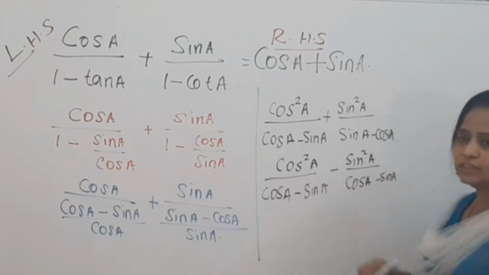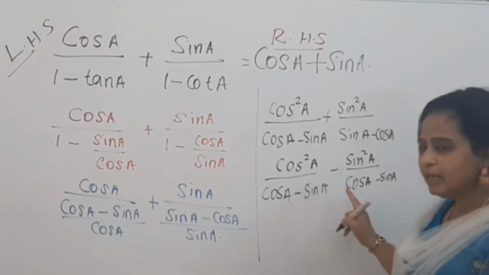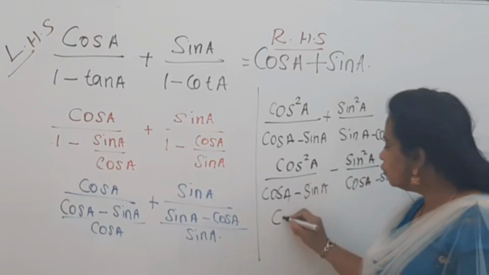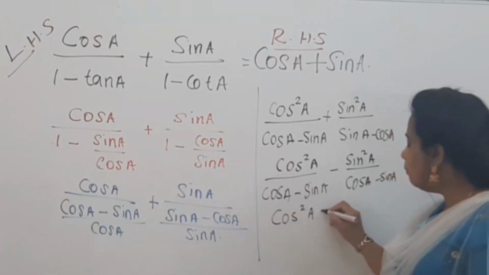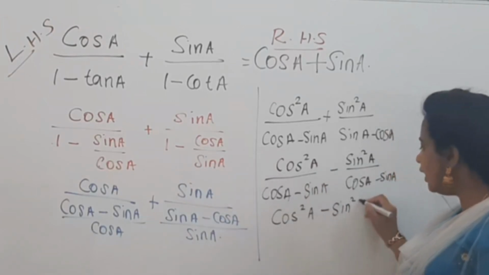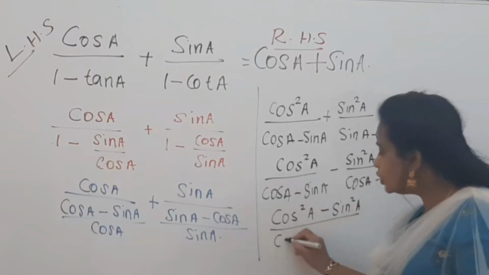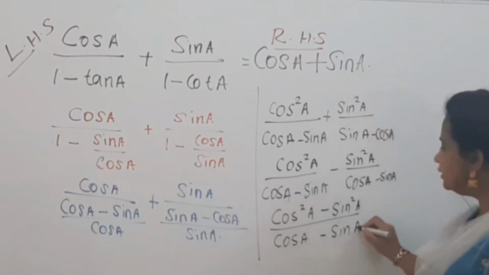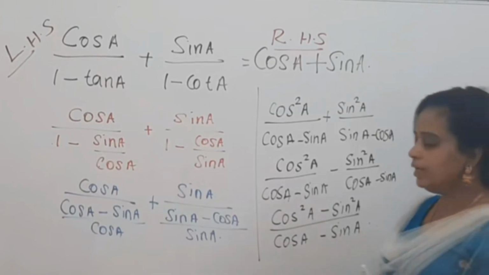Hope you understand this one. Now, these denominators are the same, so numerators can be added or subtracted. So, cos square A minus sin square A divided by cos A minus sin A. Hope everyone gets this point. So, denominators are same.